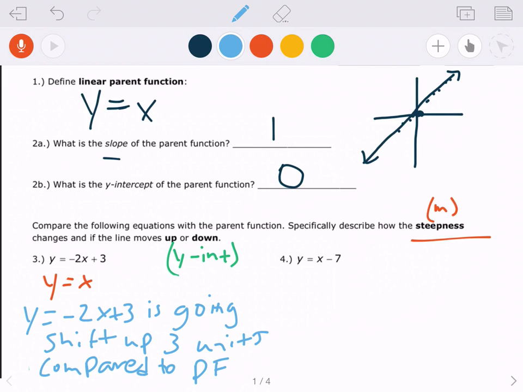So number 4, y equals x minus 7. So when we compare that to the parent function, the steepness is actually going to be the exact same because they are the same slope. They're both 1. Then the y-intercept of negative 7 tells us that that line is going to be shifted downwards 7 units. So y equals x and y equals x minus 7 are going to be very similar looking lines. It's just that y equals x minus 7 is going to be shifted down 7 units because the y-intercept is changing it.